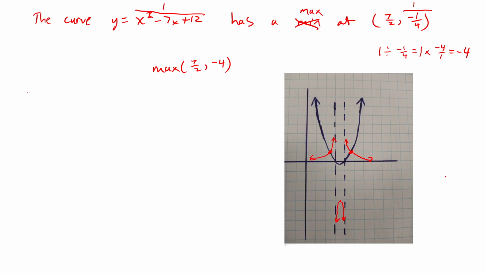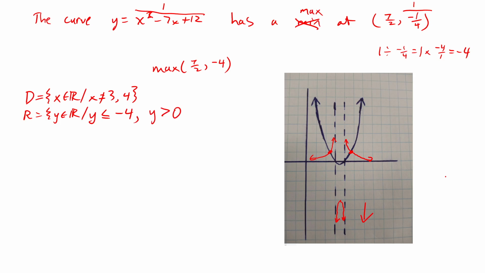Now we're going to state our domain and range. Our domain is the set of all x element of the reals such that x cannot equal 3 or 4. Our range will be the set of all y element of the reals such that y is less than or equal to negative 4. That's this portion down here. Or y is greater than 0, and that's this portion up here. But notice y can't be anywhere in between 0 and negative 4.